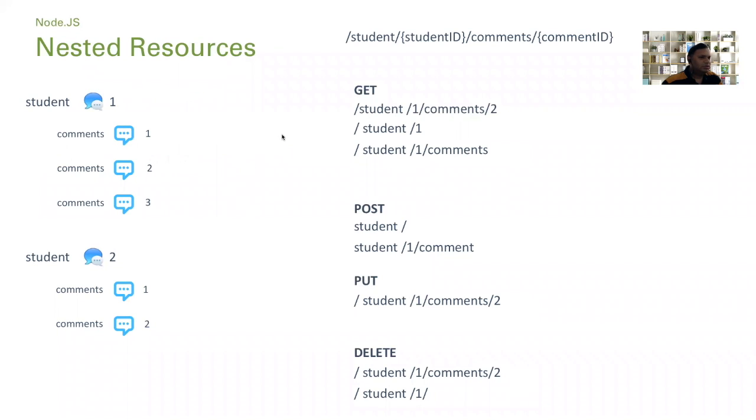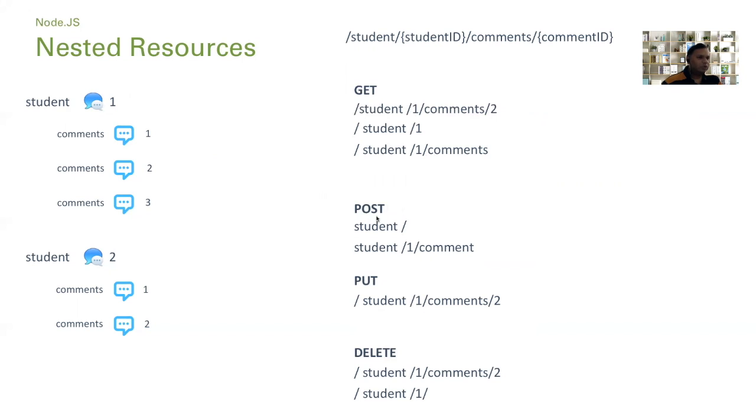Now, resources could also be nested. So if you look at this example, let's say we allow comments on students. Let's say teachers want to comment on students. So if I want to do some get methods, the first one here, student slash one slash comment slash two would give me the second comment for student one. Get student one would get all the information of the first student. Student one slash comments would get me all the comments of student one.